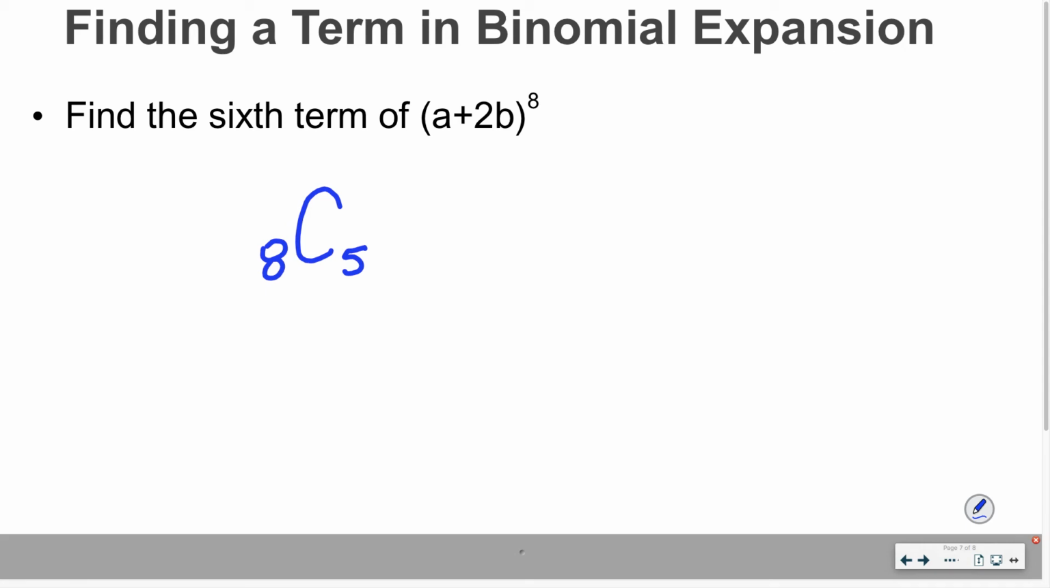Now, if we have 8 choose 5, 5 also goes where? With 2b. This tells you the exponent for 2b, which means a has what for an exponent? 3, because these two need to add up to be 8. So in your calculators, please find me 8 combinations of 5. It's 56.